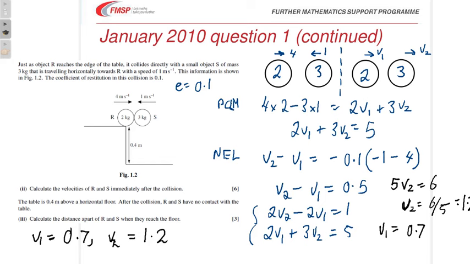Right. Now, for part 3, I've pasted it onto the next slide. Calculate the distance apart of R and S when they reach the floor. So what's happened is they've collided right on the edge of the table, effectively, and they've now got a distance of 0.4 meters to fall to the floor. Let's go to the next page.